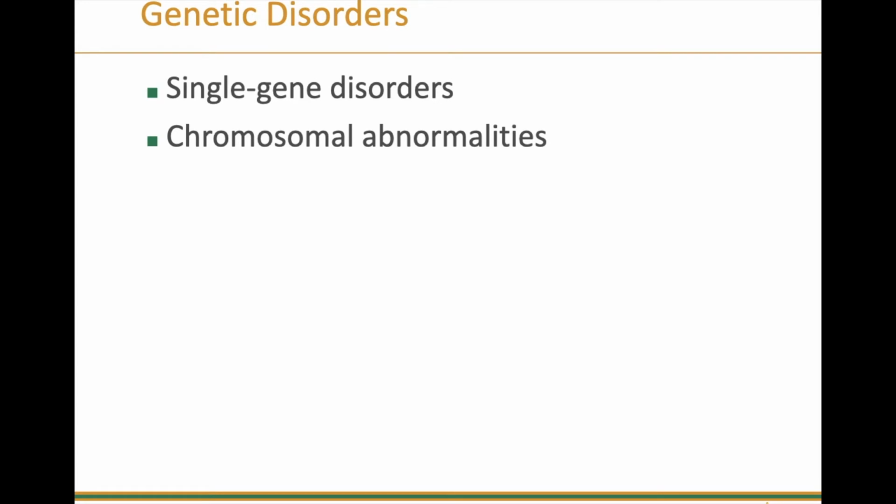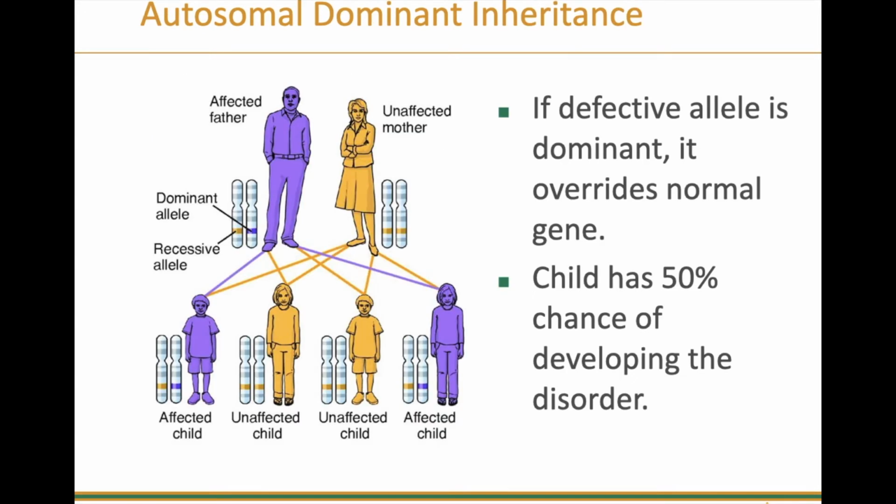All right, genetic disorders can be single gene disorders or chromosomal abnormalities. We're going to look at some single gene disorders, starting with autosomal dominant inheritance. In this case, we have an affected father who has the disorder and an unaffected mother. He's heterozygous. He only has one dominant allele, but that's enough to give him the disease. The mother is not affected. If we look at their children, they have a 50% chance of developing the disorder. It's autosomal dominant. An example of that would be Huntington's disease.